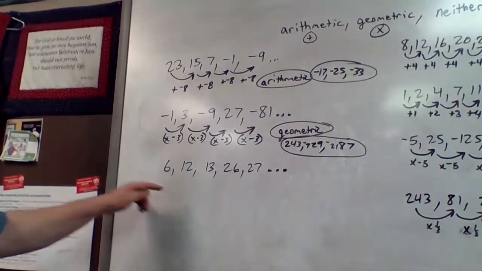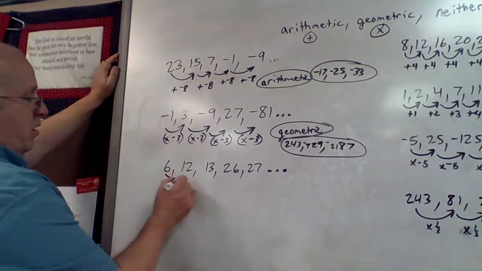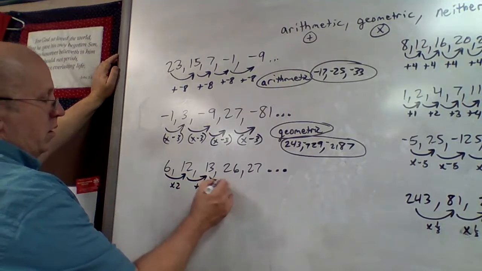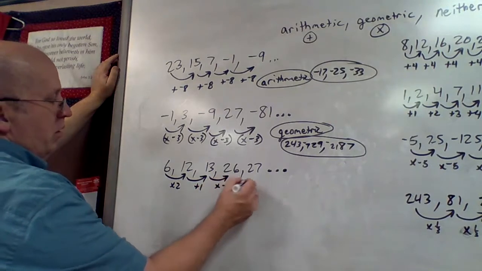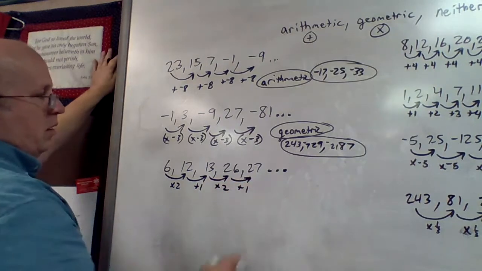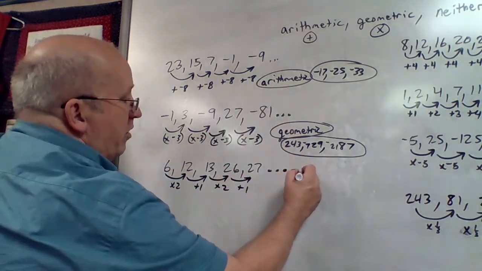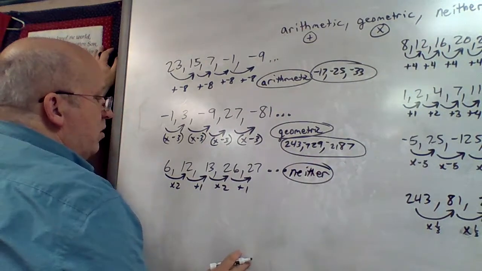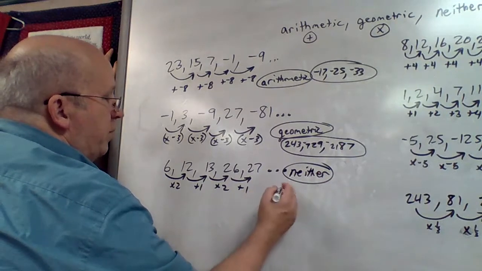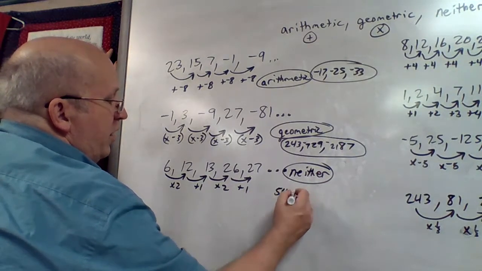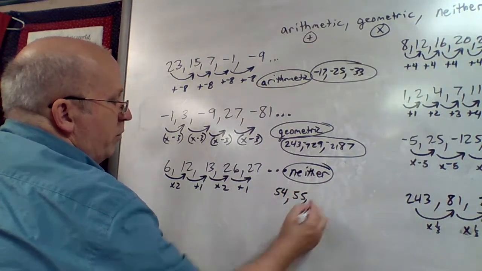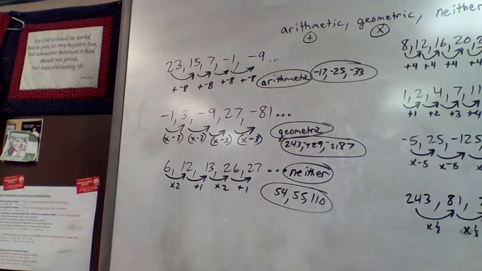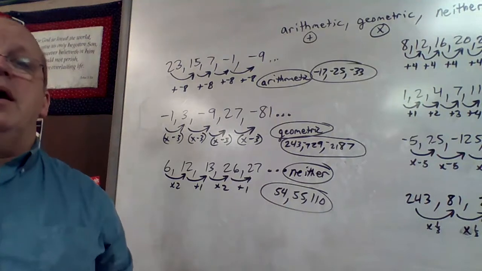Okay, what about this last one? That's interesting. How about we multiply by 2, and then we add 1. And then we multiply by 2, and then we add 1. That's not arithmetic or geometric. That's a neither pattern. That's our first answer. Then multiply by 2 would get me to 54. Add 1 would get me to 55. Multiply by 2 would get me to 110. Those are the next three numbers in the pattern.